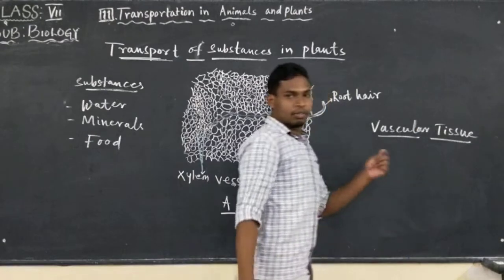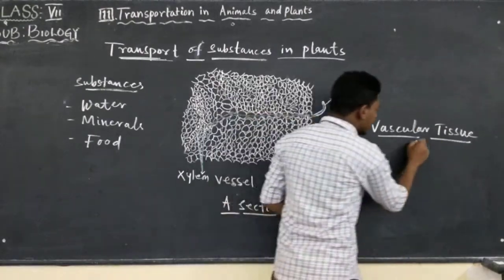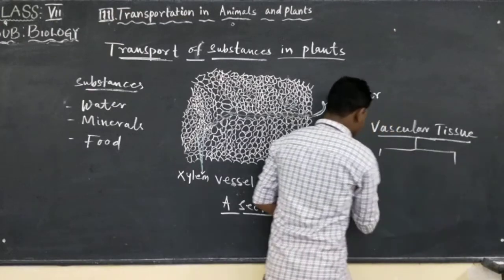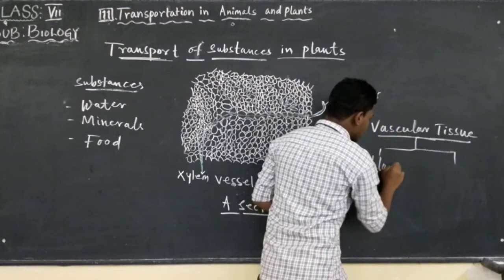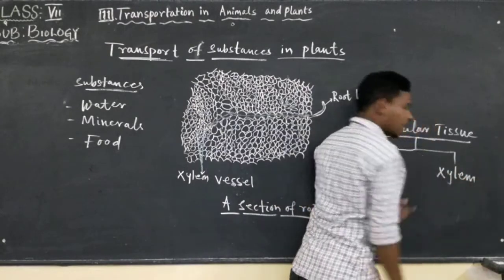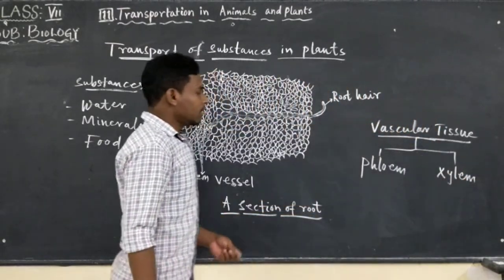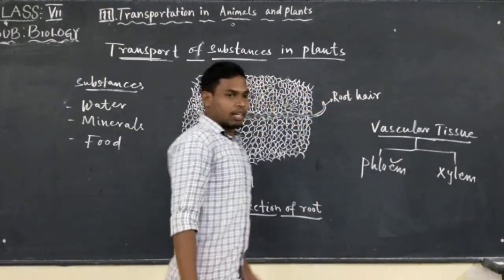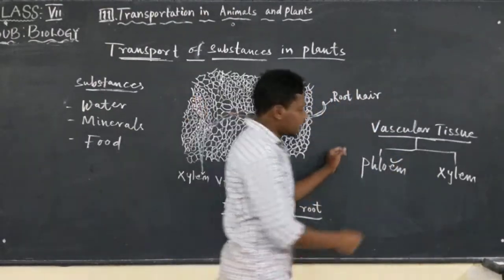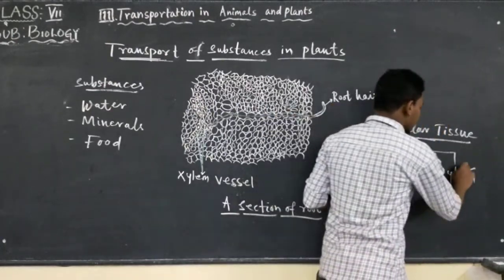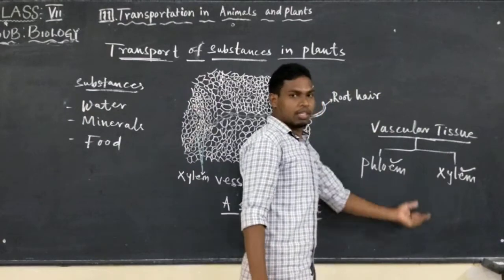This vascular tissue again has two types of tissues. They are phloem and xylem. Phloem is known as food conducting tissue, and xylem is known as water conducting tissue. We will deal with these two tissues in detail.